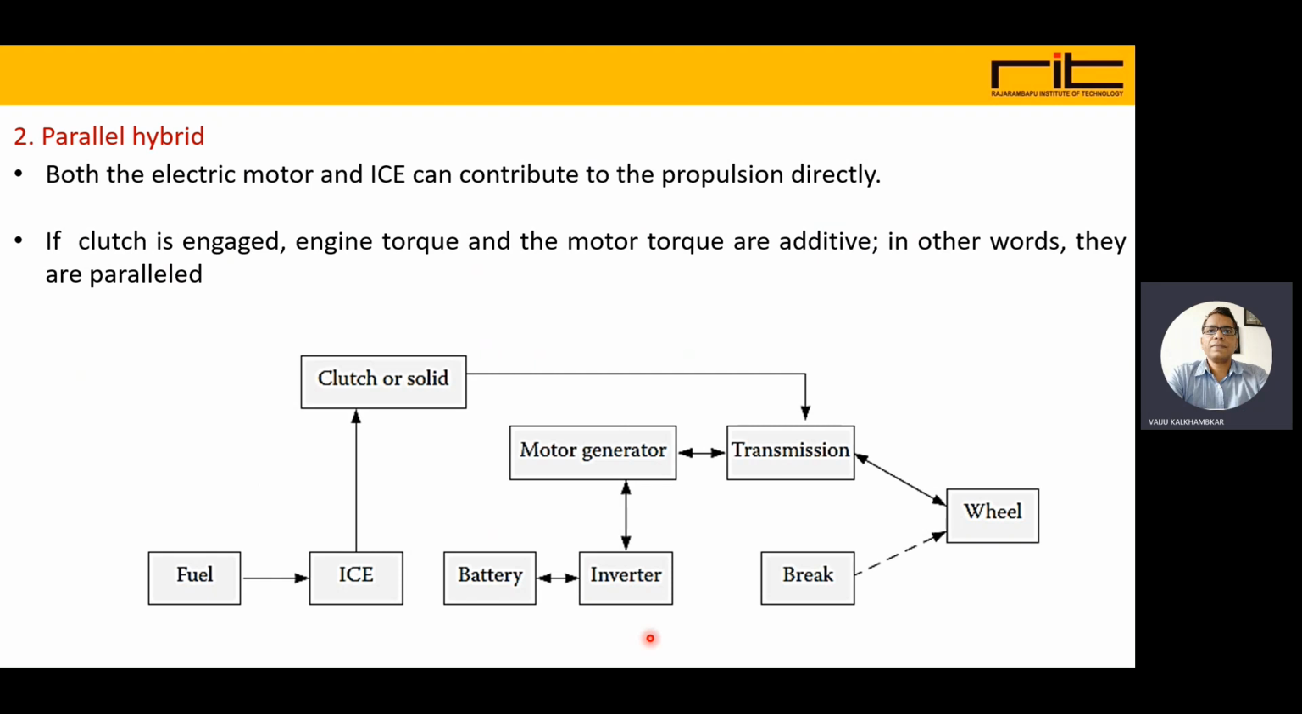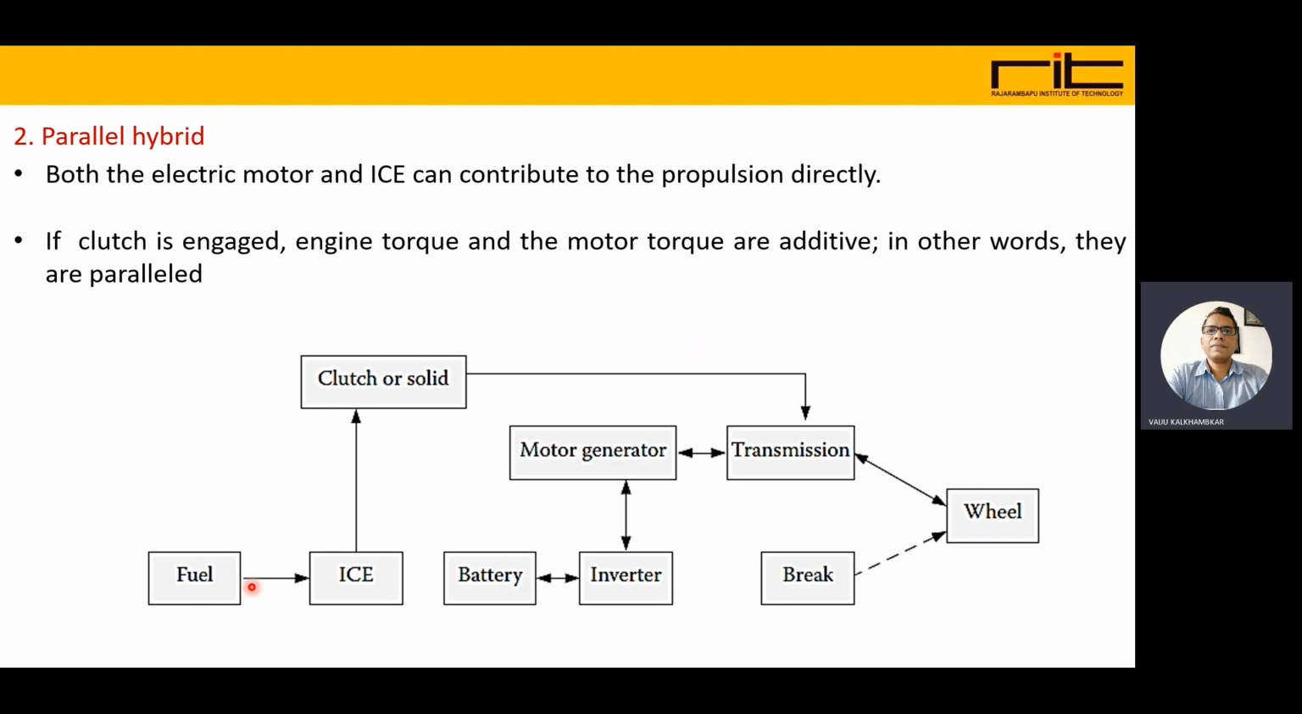The second powertrain is the parallel hybrid. Both the electric motor and the IC engine can contribute to the propulsion of the vehicle directly. So this is the difference. Earlier, only the electric motor could contribute to the propulsion directly or provide the mechanical input directly. But here, both motor and IC engine can give propulsion directly. If the clutch is engaged, engine torque and motor torque are additive, so they can add. In other words, they are parallel.